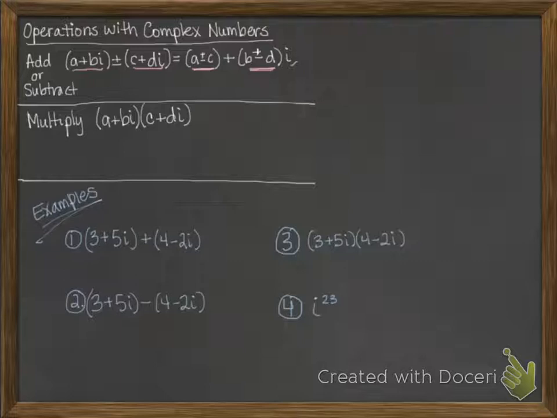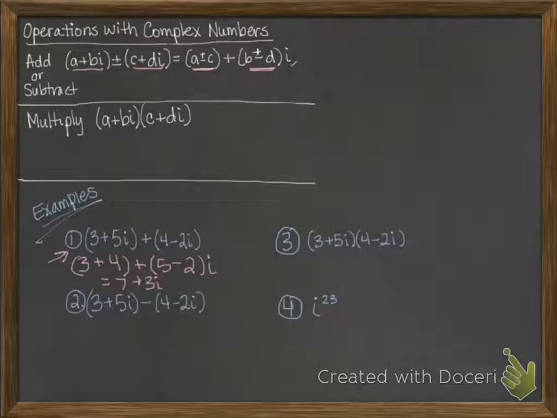Let's try this first example down here just to make sure that we've got it. 3 plus 5i plus 4 minus 2i is 3 plus 4, plus 5 minus 2, or 5 plus -2, i. You could skip this step if you do that part in your head, and your answer is 7 plus 3i. Easy enough. We'll do some more in a minute.